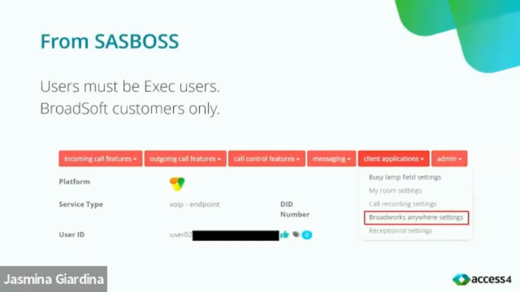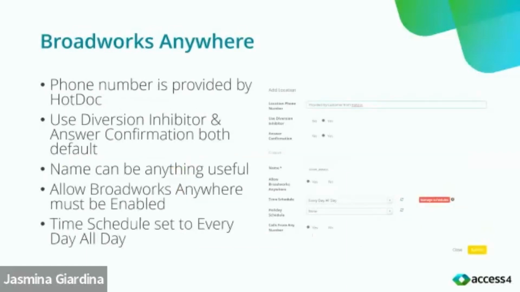Or to ring your mobile at the same time as your desktop. So in there, you click add location, you put in a few numbers. First of all, the number being the phone number, which is provided by HotDoc, quite easy. Basically, everything else is just set to default.